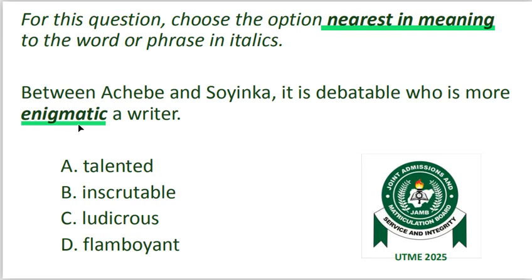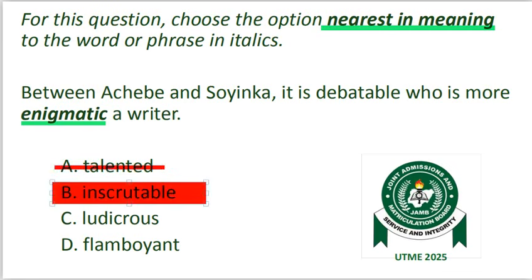So when something or someone is difficult to study or to investigate, we say the person is enigmatic. Now, talented, no. Inscrutable, that is our correct option. Inscrutable means unable to be scrutinized. Someone or something you cannot scrutinize because it is difficult to study. That is the one that is nearest in meaning. Inscrutable, option B. To the next question.